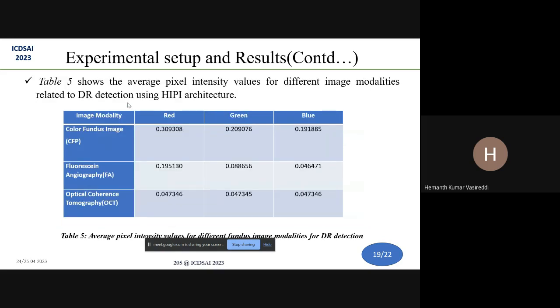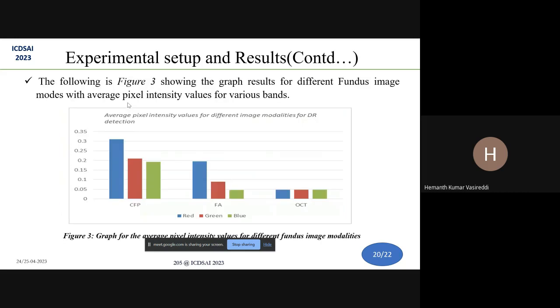After computing the pixel intensity values, we identified that CFP performs better in terms of segmentation with respect to the abnormalities, whether microaneurysms, hard exudates, soft exudates, or neovascularization. CFP gives a better region of interest when compared with fluorescein angiography and OCT. The reason is that we computed the average pixel intensity values, which helps in identifying a better ROI. That is the conclusion we have made, and we have drawn the graph as such.